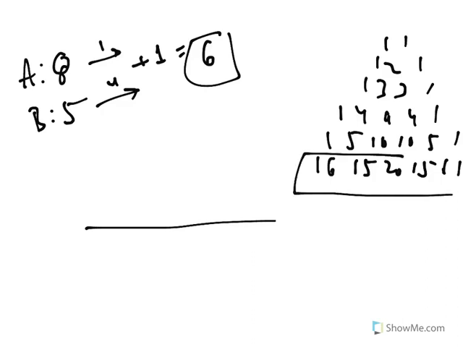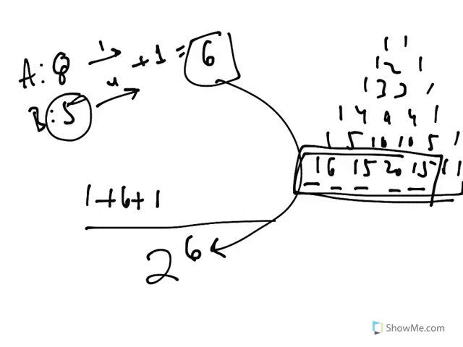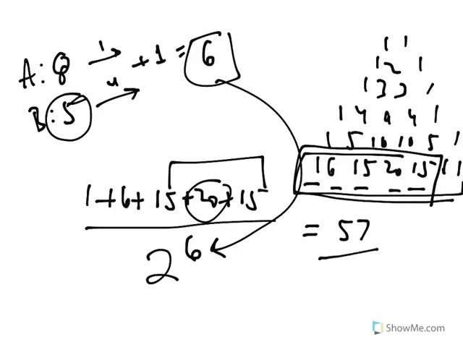So we have to take this row, and the denominator is 2 to the 6, because the 6 becomes the denominator. And here I can take the first 5 numbers, the 1, 6, 15, 20, 15, and add them together. I'll just write it like this first. When you add those together, you get 57 over 64. And that's how much A would get versus 7 over 64 for B.